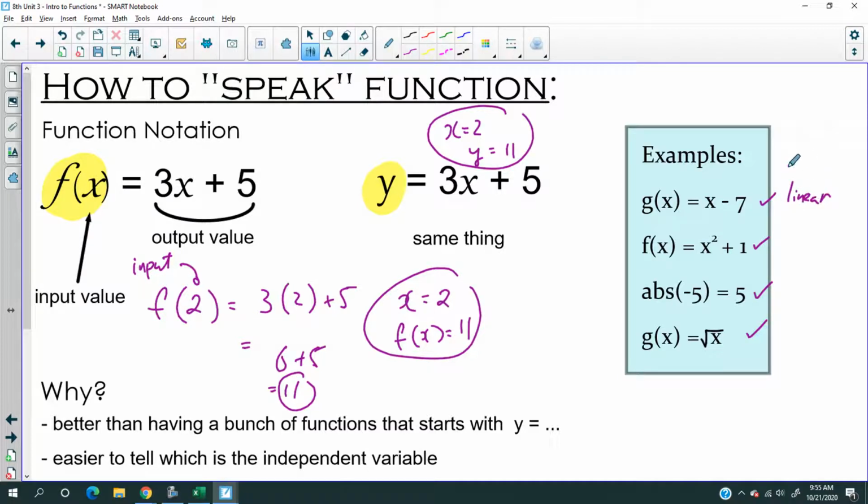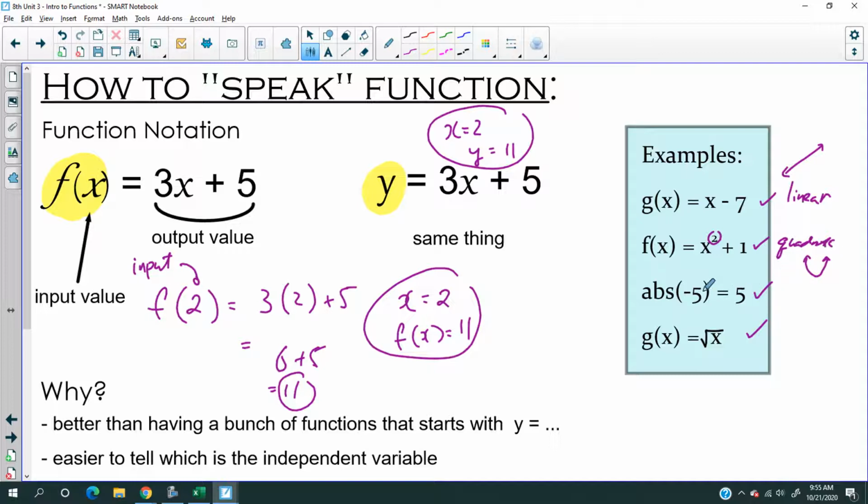So that means if you were to graph this, it's a straight line, okay? This is an exponential function, okay? Actually, this is actually a quadratic function because of the x squared. So the graph looks something like this. It's a U-shaped curve, okay?